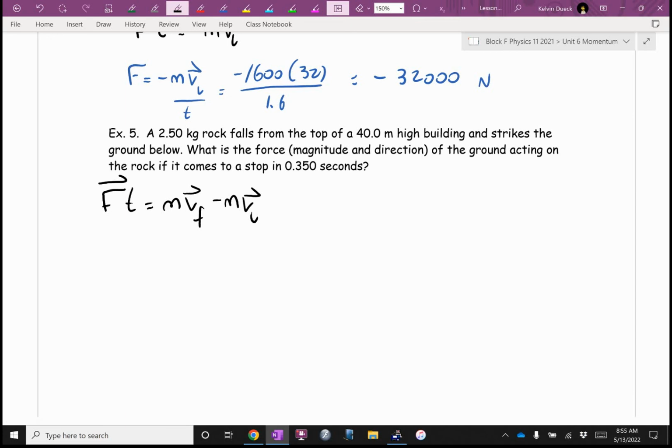It says it falls from the top of a building. I think falls from the top of a building, that's like drops. I think I can say that. And so what I really end up with, Aiden, is this. Force times time equals m vf. They want me to find the force.